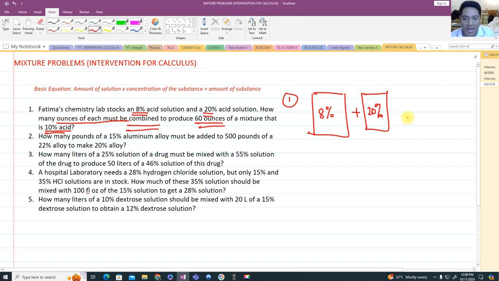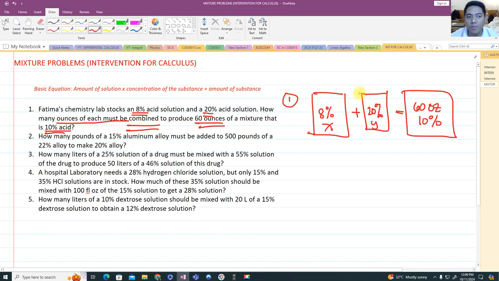How many ounces of each must be combined? I'm going to let x be the amount of 8% acid solution, and let y be the amount of the 20% solution, because I don't know the amounts. That is what we are trying to get. If I mix these, the result would be 60 ounces of a mixture that is 10% acid. So that's how you try to draw it, or picture the problem.